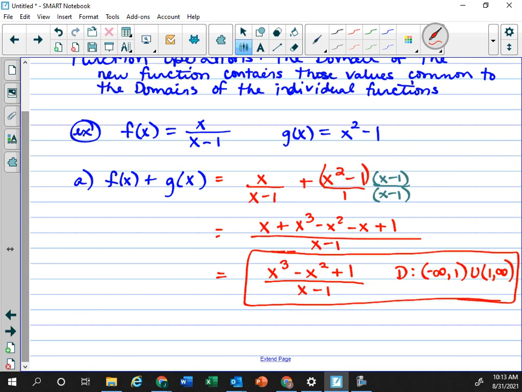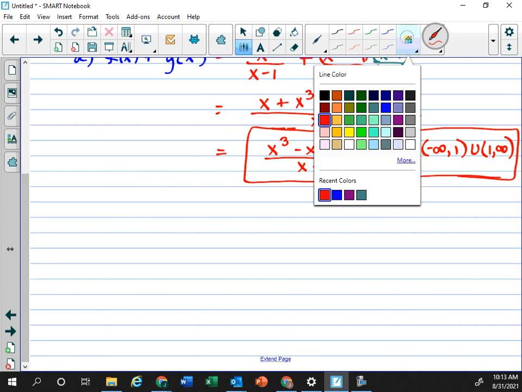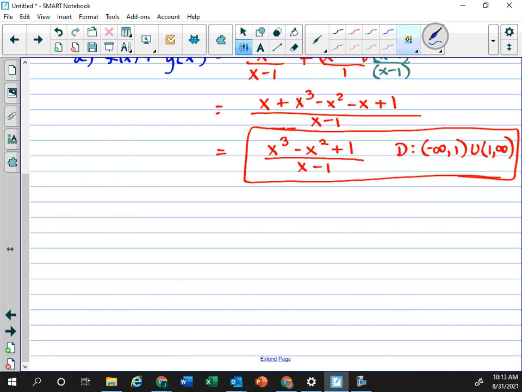Questions on the first one? Let me move it up for you, sorry. There's some checks in the back. It's tough to see. Let's do another operation. Let's do f of x times g of x.